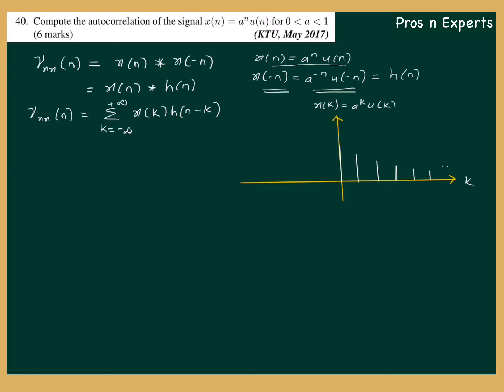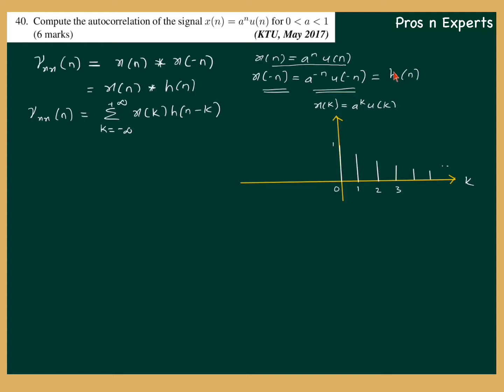Okay, it extends to infinity only in the positive time axis, etc. So this is a raised to k u of k. Now next is h of k, right? In order to obtain h of n minus k, first we have to draw h of k, then h of minus k, then h of n minus k. Okay, so what is h of k?